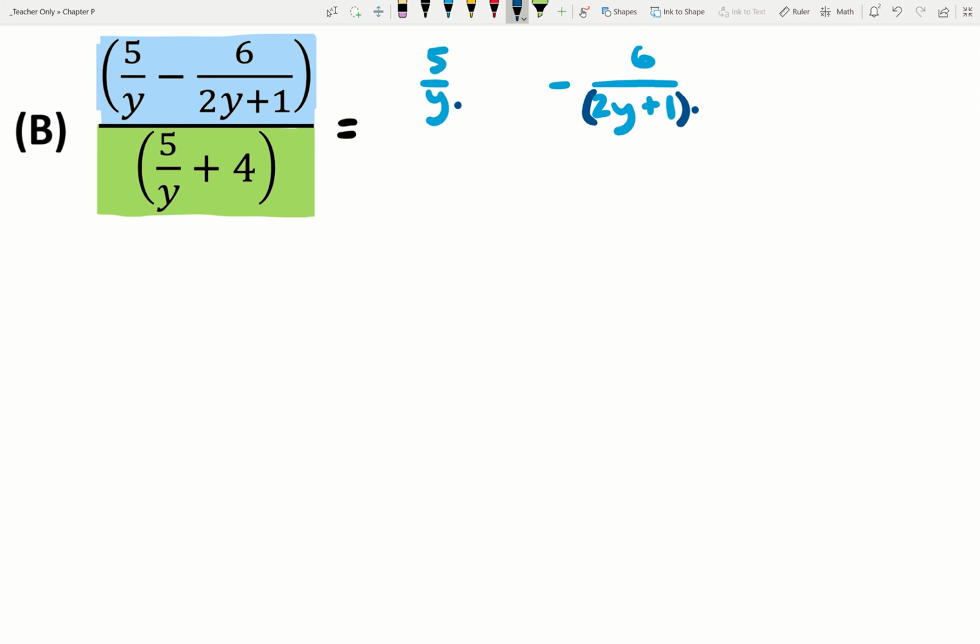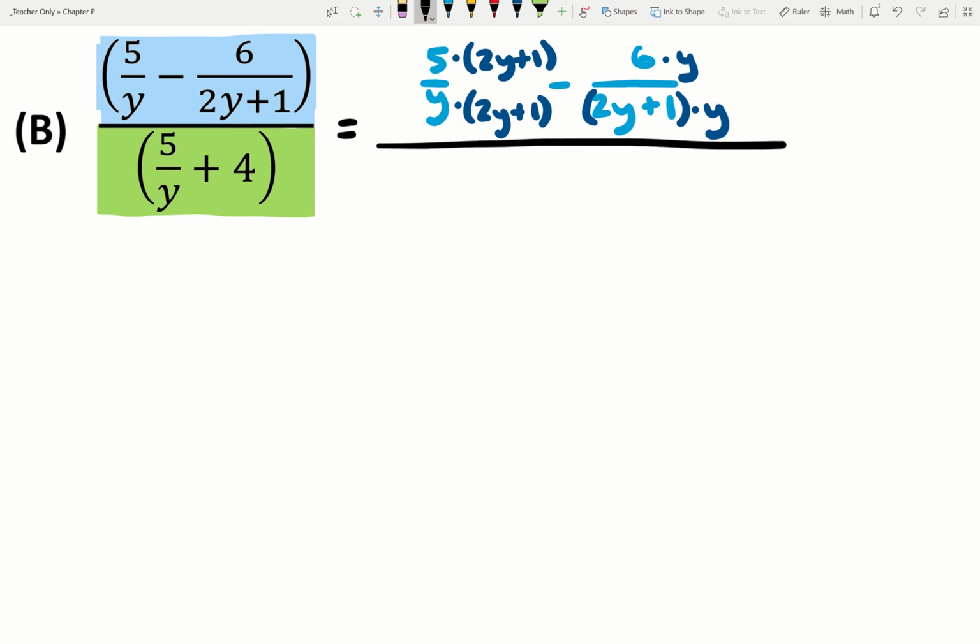If I look at that first fraction, it just has a y in the bottom. I need to introduce a copy of 2y plus 1, which means I also need to introduce that to the numerator here as well, 2y plus 1. In that second denominator, it's missing its copy of y, so that is something I'm also going to introduce to the numerator. All right? And so there's just a little bit of work with my blue numerator there.